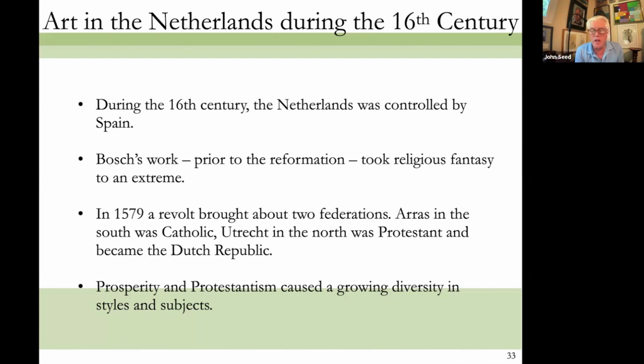Later in the 16th century, you have this first kind of revolt or split that came on, and Arras in the south remained Catholic, and Utrecht in the north became Protestant. And that is the germ, if you will, of modern day Holland and Belgium, with, of course, the Dutch Republic appearing later. It was a very prosperous area due to trade, and that is partly what brought the growing diversity in styles and subjects. Later, it's going to be in Holland that you get the first commercial art galleries where a ship captain might trade or buy works of art and take them somewhere else in Europe.